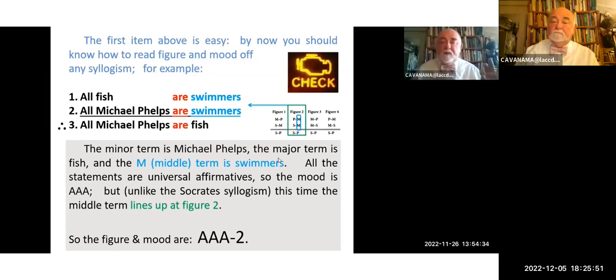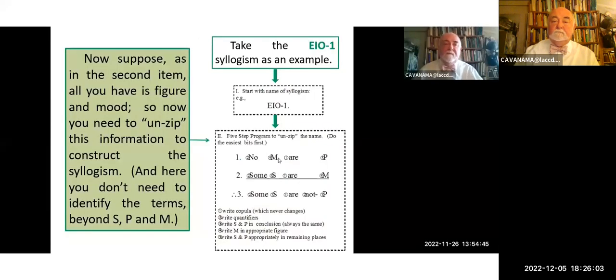Now, we'll come back to this. We're going to compare them with the Barbara, because obviously the similarity is they're both AAA, but the figure makes a big difference, whether it's figure 1 or figure 2 in this case.